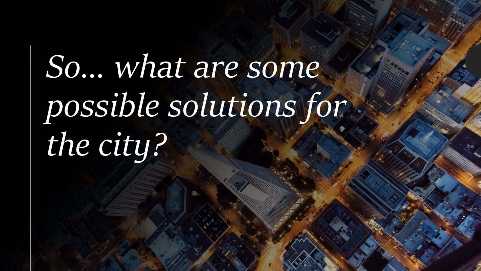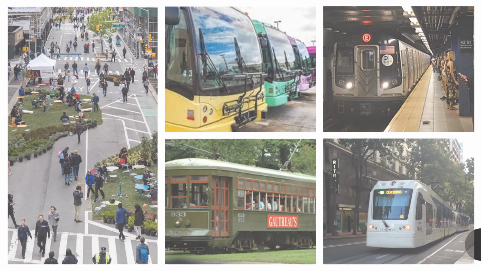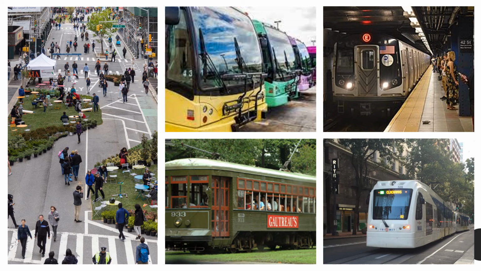So, what are some possible solutions for the city? There are several solutions to curb the air pollution crisis within the city, but since most of the pollutants originate from gas-dependent motor vehicles, there should be a reduction in car usages and instead have it replaced with public transportation such as buses, trolleys, light rails, commuter trains, and streetcars.